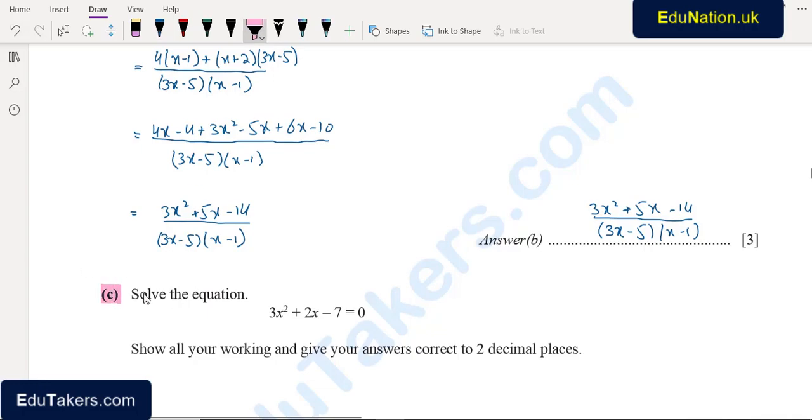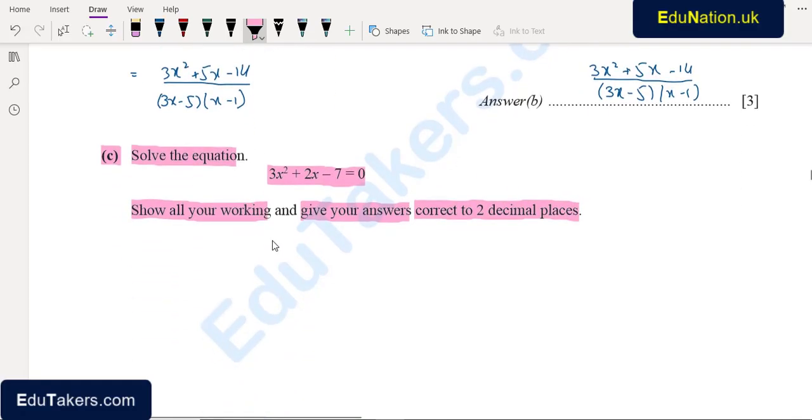Next is part C. Solve the equation 3x² + 2x − 7 = 0. Show all your working and give your answers correct to 2 decimal places. To solve this equation, we will use the quadratic formula. By comparing this equation with ax² + bx + c = 0, we have a equals 3, b equals 2 and c equals −7.